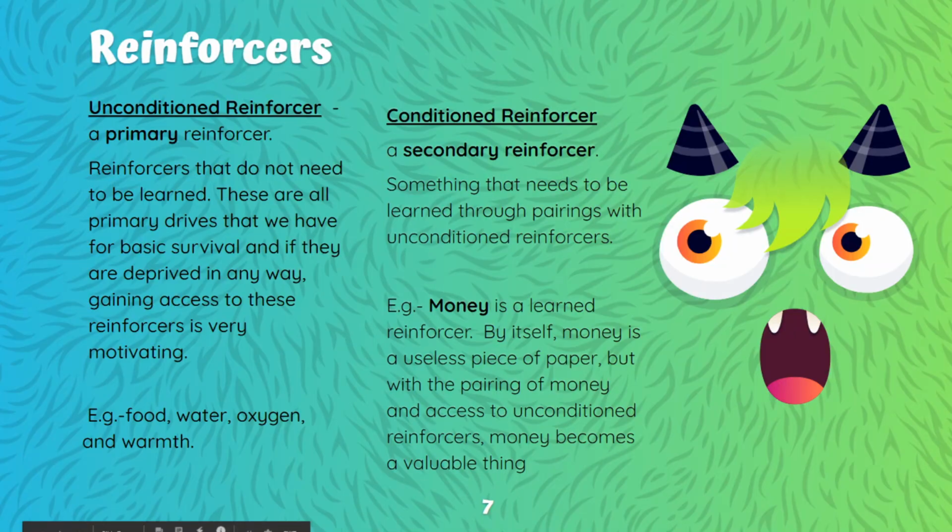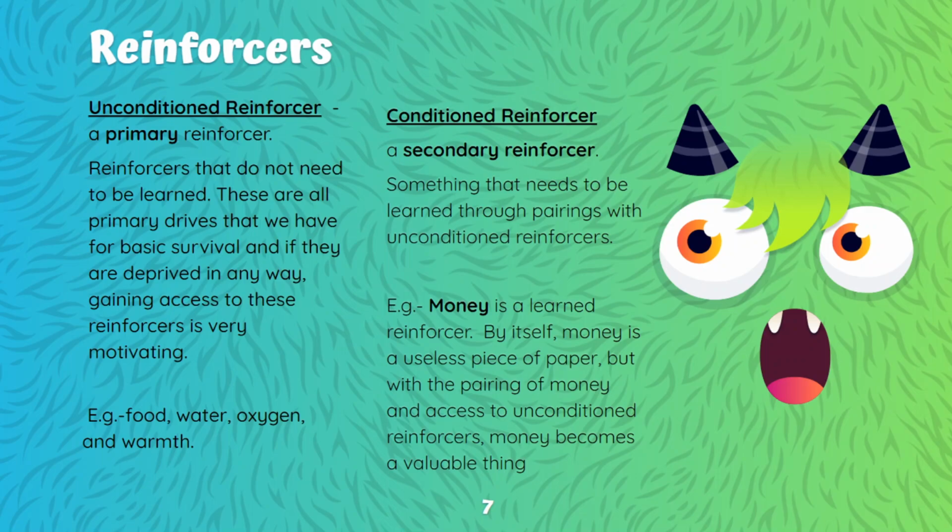A really important part of the concept of token economies is this idea of unconditioned and conditioned reinforcers. An unconditioned reinforcer, also called a primary reinforcer, is a reinforcer that does not need to be learned. These are primary drives we have for basic survival, and if they are deprived in any way, gaining access to these reinforcers is very motivating. Examples are food, water, oxygen, and warmth. We all need these things to survive, so it's just a natural reinforcer.